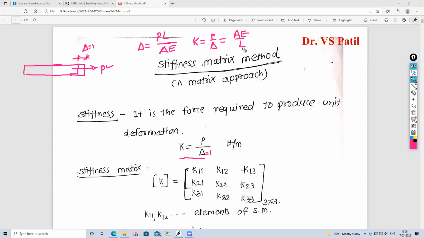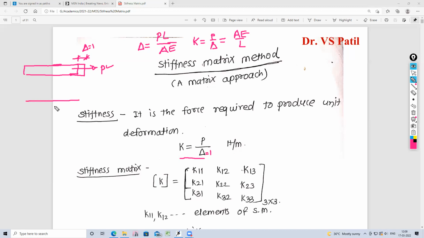So the stiffness of the element is inversely proportional to the length of the element. More length means less stiffness. It is also directly proportional to the cross-sectional area, and directly proportional to the Young's modulus value. This is called the axial stiffness, since the deformation is in the direction of the axial force.